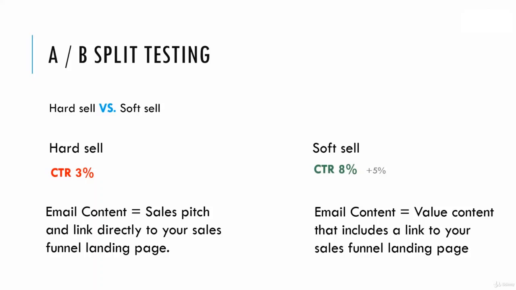Here's an A/B split test I did for content with a hard sell versus soft sell in a promotional email. In the first email, it was a promotional email with a link directly to my sales funnel landing page. In my second email, it was a soft sell that just included valuable content. So again, I'm giving away free valuable content that also included a link to the sales funnel landing page, but it wasn't so direct. In the first one, I told them, go here for X product. In the second one, I gave them some free knowledge and then said, check this out if you want more info. Soft sell increased my click-through rate by 5%.